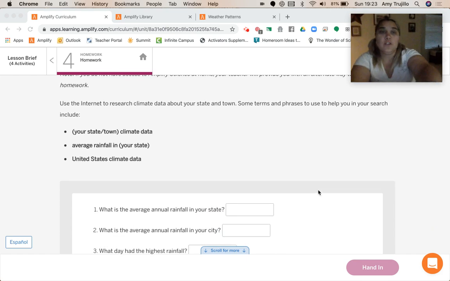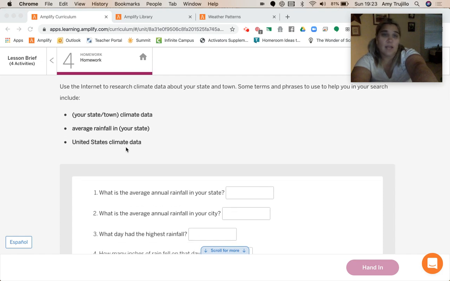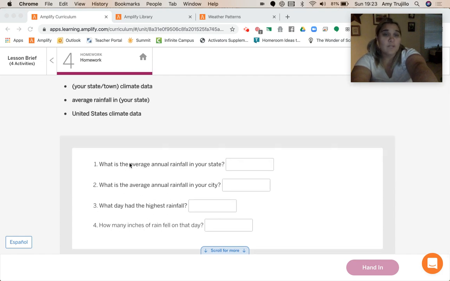And so you're going to use the internet to research climate data about your state and town. Some terms and phrases that you could use would be putting in your state and town's climate data, average rainfall, the United States climate. So the first one is the average annual rainfall in your state.